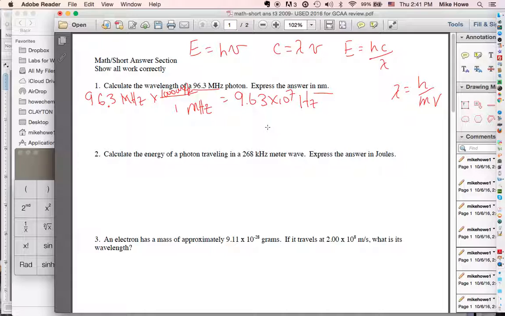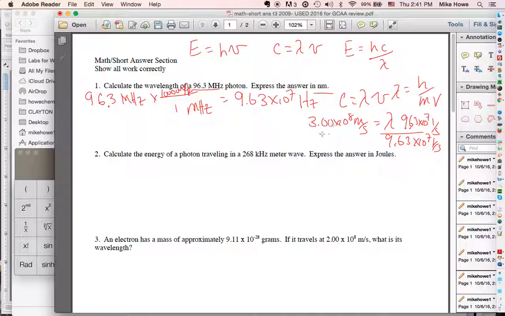Now you want to find the wavelength, so you just use C is equal to wavelength times frequency. You know C is 3.00 times 10 to the 8th meters per second. Wavelength we don't know. We know frequency is 9.63 times 10 to the 7th. I'm going to write 1 over seconds, which means the same thing as hertz, but that way you can see the units cancel out. So now you divide both sides by the 9.63 times 10 to the 7th reciprocal seconds.